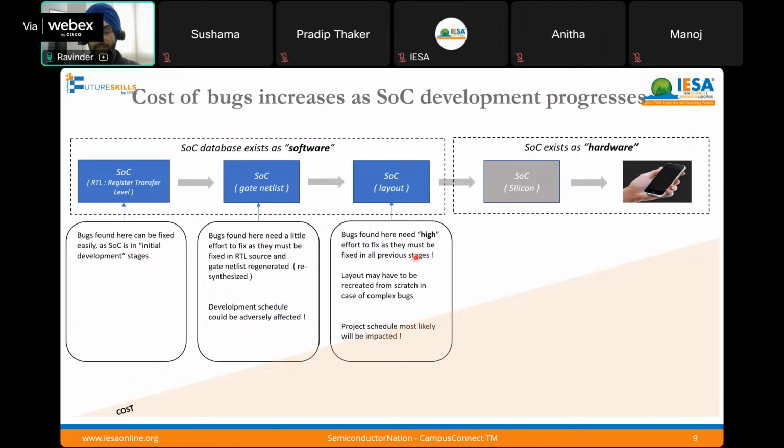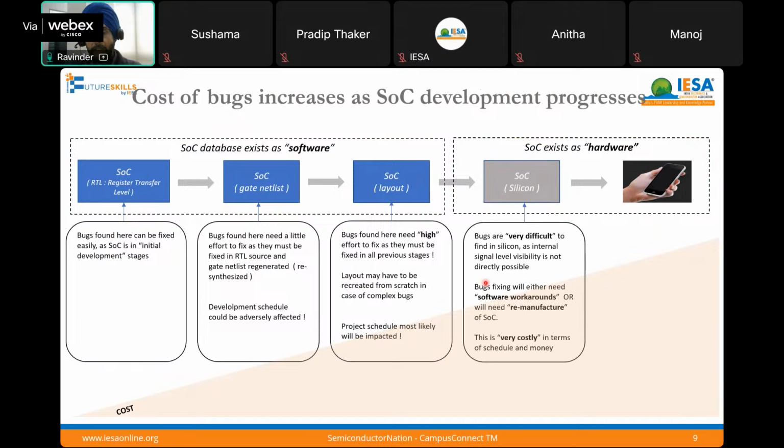Now, when we come to the layout, this is the more advanced stage of development. And here, if we find a bug around this time, the effort needed is high. And it must be fixed in all the previous stages, right from the source to this stage. And the layout may have to be regenerated if there is a complex bug. If there is a simple bug, it can be fixed. There are techniques to fix it, but if it's a complex bug, it has to be completely relaid out. Project schedule at this stage most likely will be impacted.